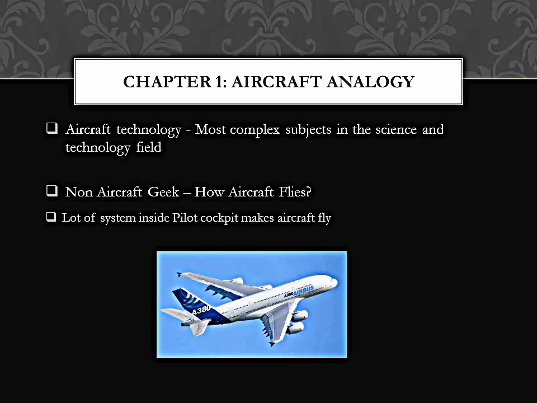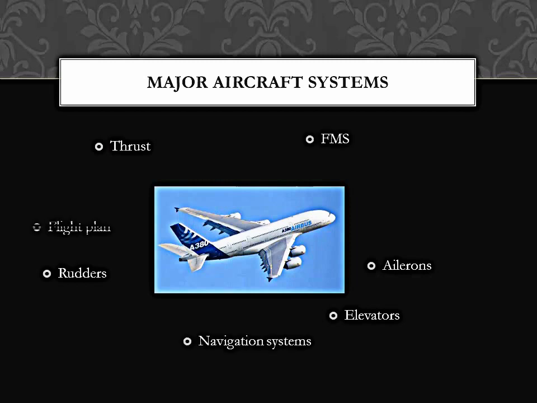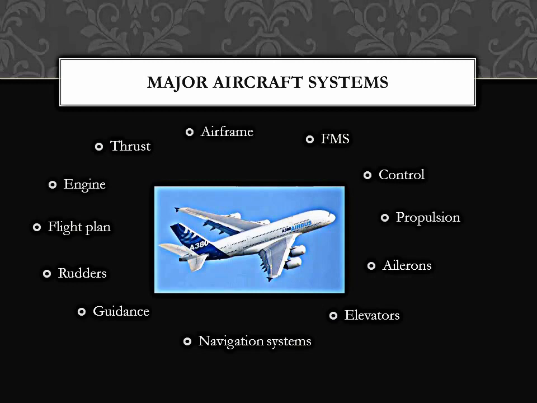And it's absolutely true. In case you're an aircraft geek, you might already be aware of those systems like thrust, ailerons, flaps, rudders, flight management system, navigation system, flight plan, guidance, control, airframe, propulsion, etc. Oops. These names look very complex, and remembering them is very difficult unless you try to understand their functions in a simple way. These terminologies are also easy to forget. On top of them, imagining how these systems work together inside an aircraft to make it fly is absolutely complex.